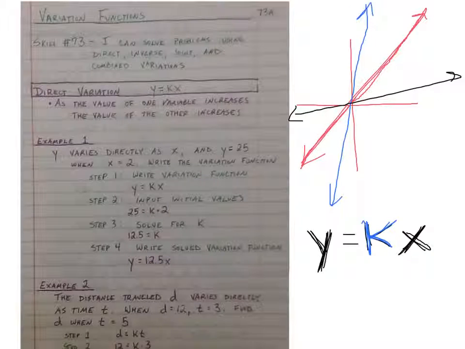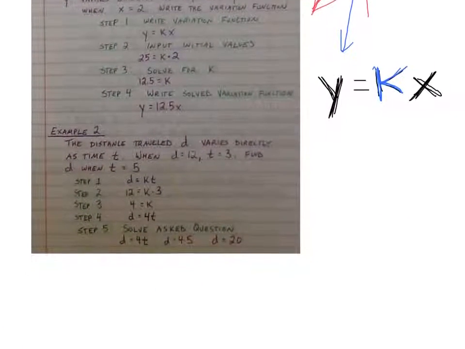Typically, a problem won't ask for us just to write the variation function. It'll ask us to go a little bit further. But fortunately, this four-step process is the same for all four types of variation functions. So let's look at example 2, where I show taking it one step further.